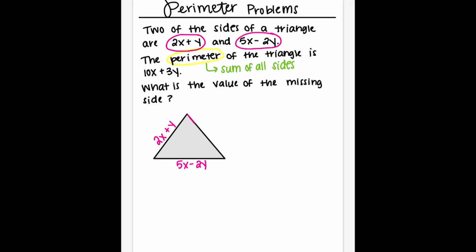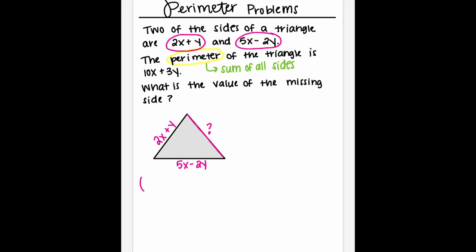What is the value of the missing side? So we need to know what is the value of the side that we do not have the value for. Well, we know that if we were to add all of these sides together, this side plus this unknown side is a sum of 10x plus 3y.